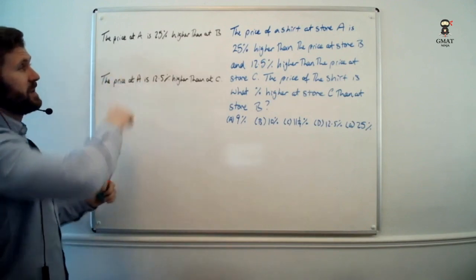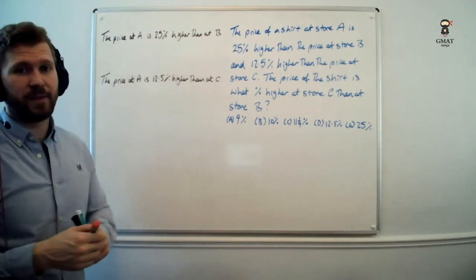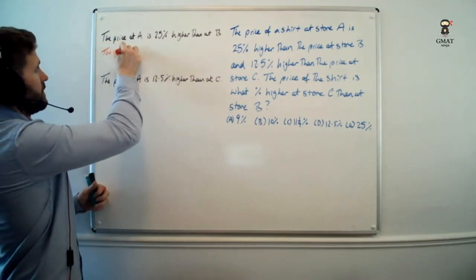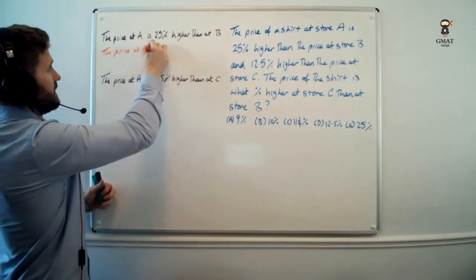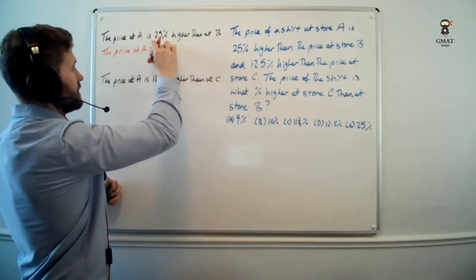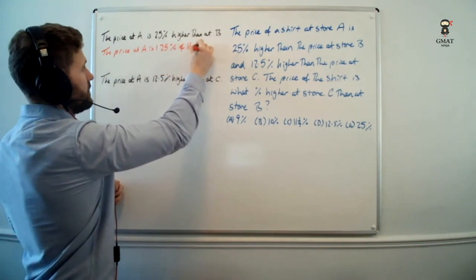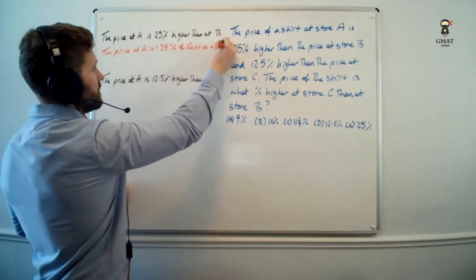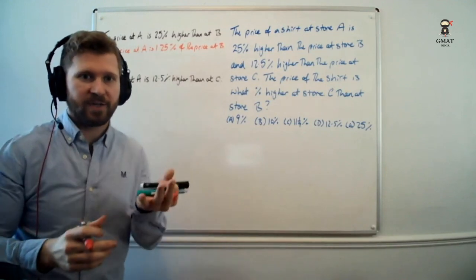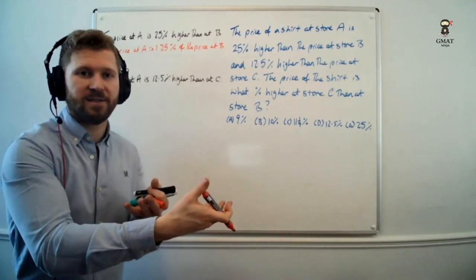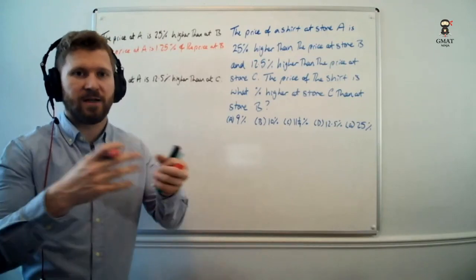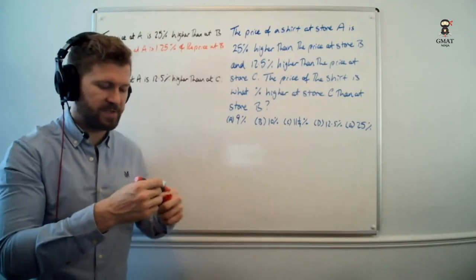In this case, the price of A is 25% higher than the price at B. Well, then I could say the price at A is 125% of the price at B. Because if it's 25% higher, then we get the price at B plus 25% of that. So the original price is 100% plus the 25%. So it's 125% of the price at B.